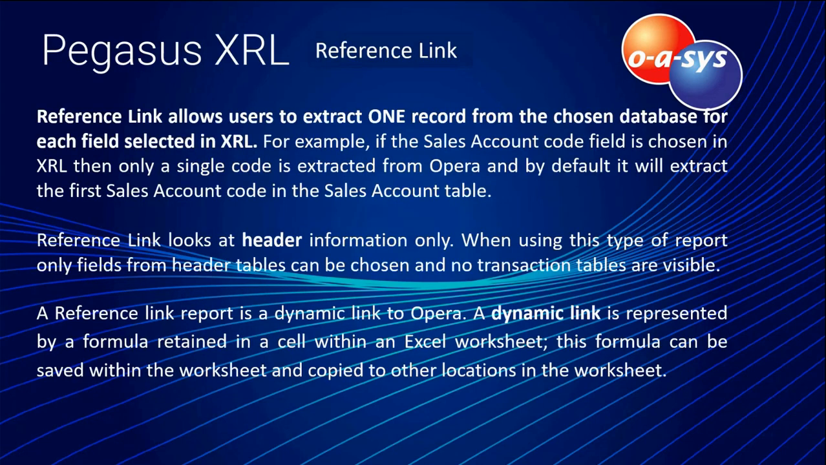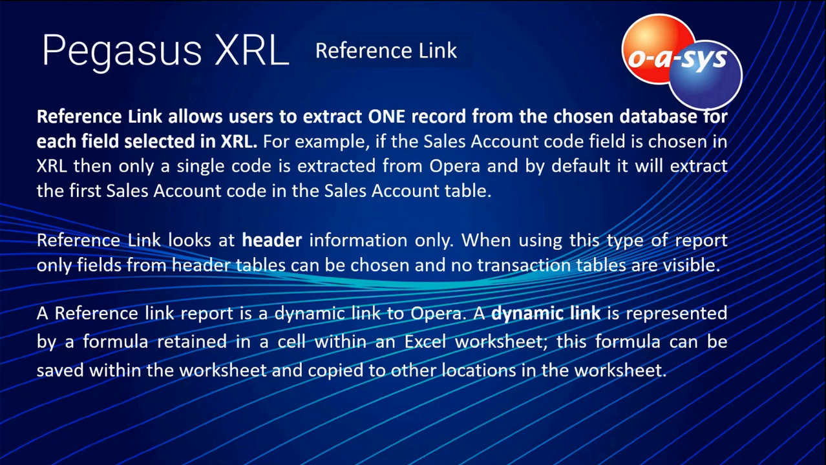So let's kick off immediately and let's look at the first report type, which we call the reference link. Now, a reference link allows users to extract one record from the chosen database for each field selected in XRL. For example, if the sales account code field is chosen in XRL, then only a single code is extracted from Opera, and by default, it will extract the first sales account in the sales account table.